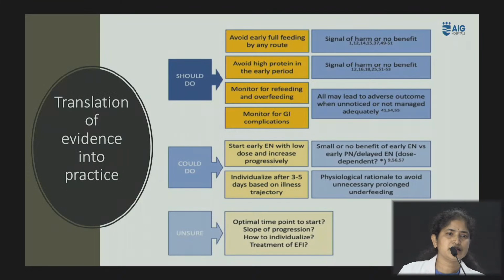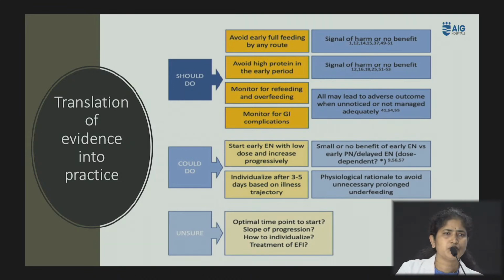After these studies, we translated this evidence into our practice, and it became part of the ESPEN guidelines as well. So what are the things we should avoid? We should avoid early full feeding by any route, and avoid high protein in the early period. And we should monitor for refeeding, overfeeding, and any GI complications. What we follow is we start early enteral nutrition at a low dosage and increase it progressively. We also individualize it after 3 to 5 days of ICU admission based on the illness trajectory, how the illness is progressing.